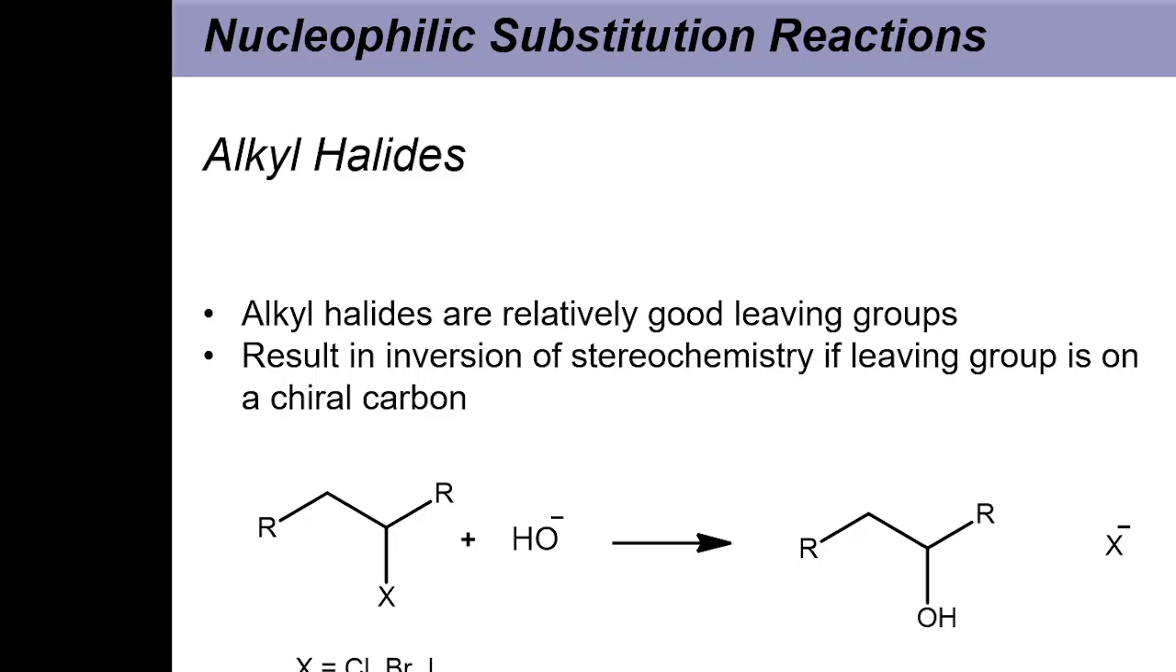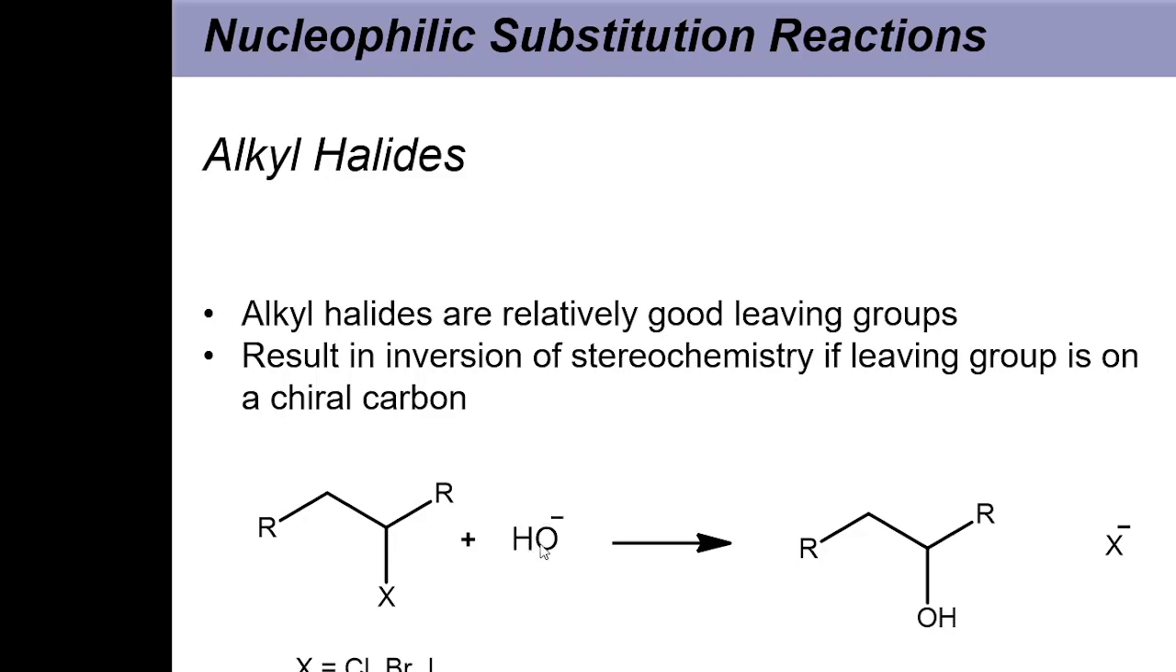A classic example would be using an alkyl halide with chloride, bromide, or iodide as the X, and hydroxide, which obviously has oxygen lone pairs and a negative charge. In this case, we can see substitution happens. The halide will be released, and the hydroxy group will be attached to the same carbon that the halide used to attach to.